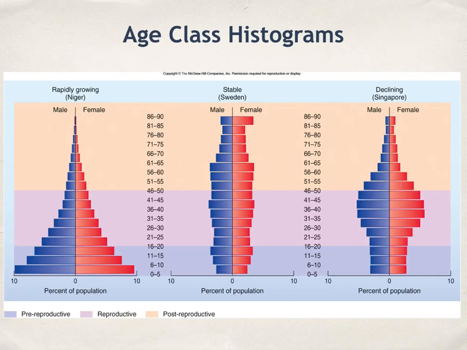The shape of each age class histogram is distinctive for a population that is rapidly growing, Niger; stable, Sweden; or declining, Singapore. Horizontal bars represent the percentage of the country's population in consecutive age classes, 0 to 5 years, 6 to 10 years, etc. In rapidly growing populations, the population of young people greatly exceeds the population of old people.